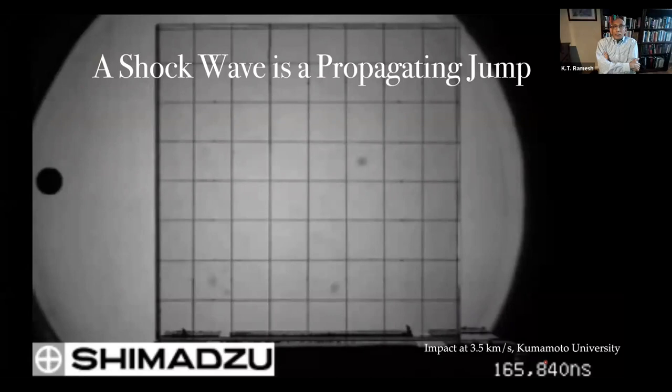So the way we should think about this, we have an event, some kind of an extreme event that's going to occur. That event is going to send off information about the event. The information that's propagating out is a shock wave. It's a propagating jump in something. So here's another movie. This is of the impact of a sphere here at, I forget what this is, okay, 3.5 kilometers per second. This is a movie made at Kumamoto University. It's impacting a block of a plastic, so a clear, transparent solid. Let's just watch.